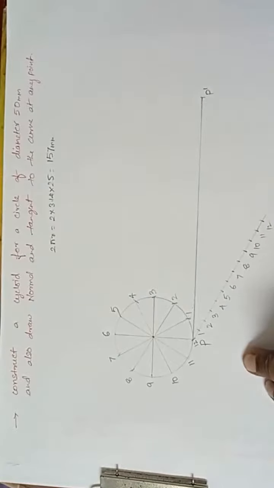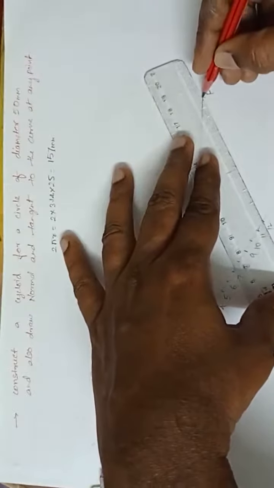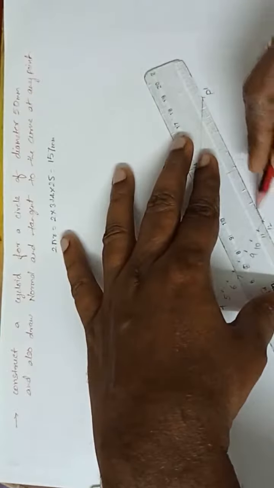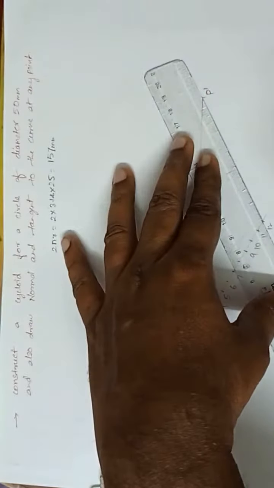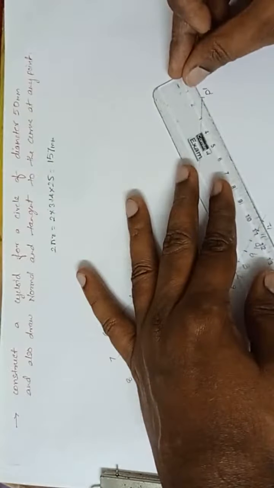Next, what to do? We know that, join 12 and P dash. Just join 12 and P dash. Now just keep it like that, 12 and P.